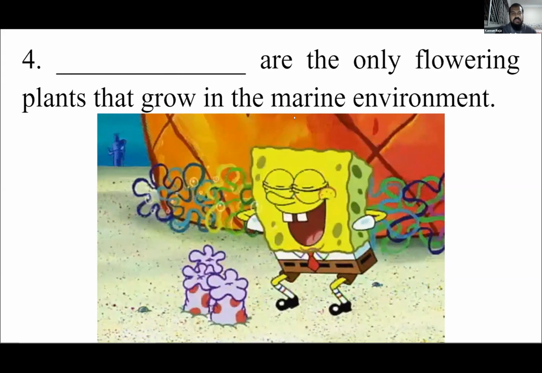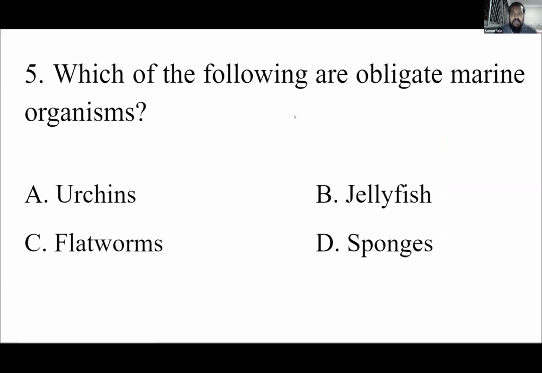Five, which of the following are obligate marine organisms? Obligate meaning they can be only found in marine environments or seawater. A, urchins, B, jellyfish, C, flatworms, D, sponges.